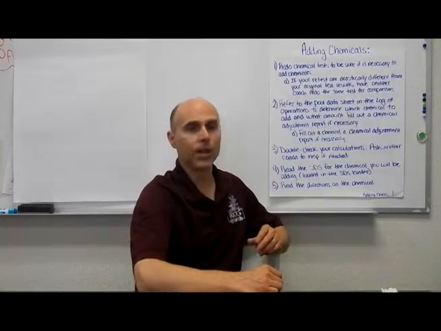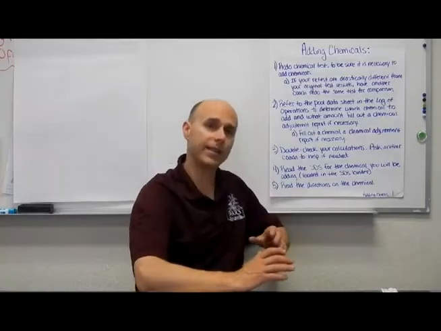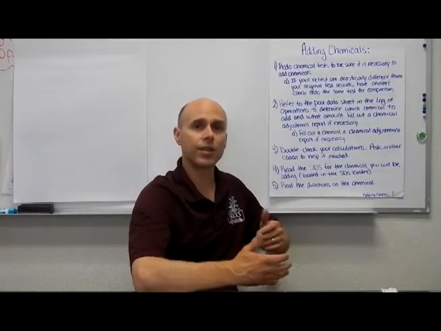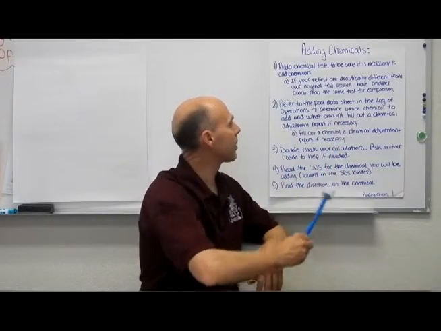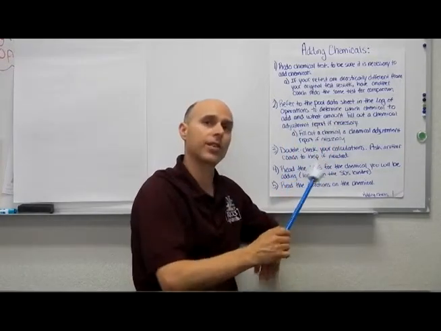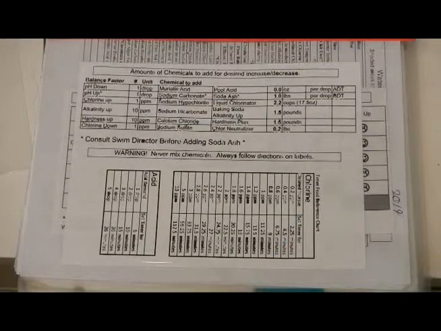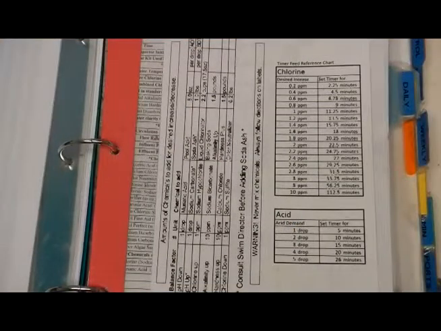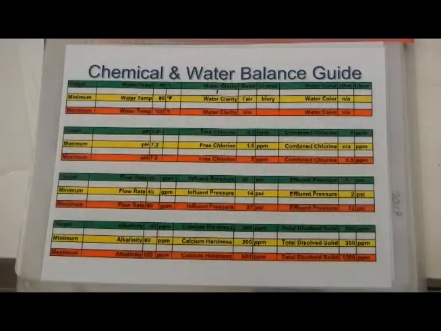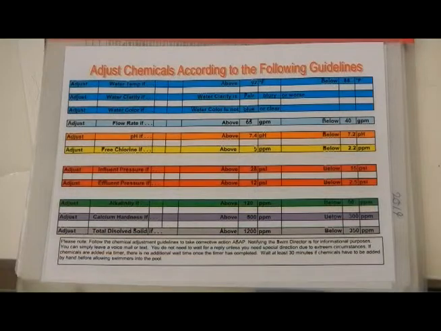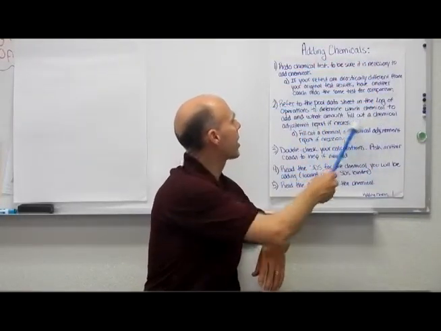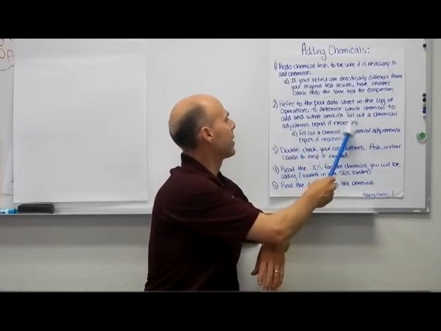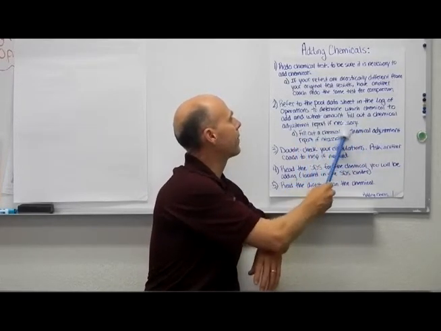After you've determined that your test results are correct and that you do indeed need to add chemicals, be sure that you're referring to the pool data sheets in the log of operations. There are several sheets, one of which helps you decide how much chemical to add. Another lets you know the target, what it is you're trying to bring the reading up to. So you're going to refer to the data sheets in the log of operations to determine which chemical to add and what amount. And then you fill out a chemical adjustment report if necessary.